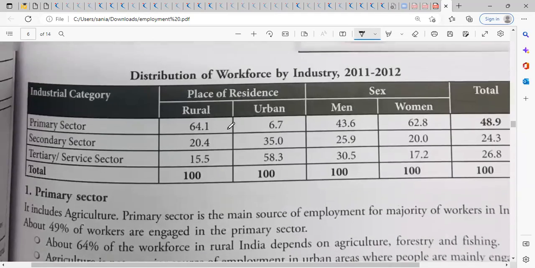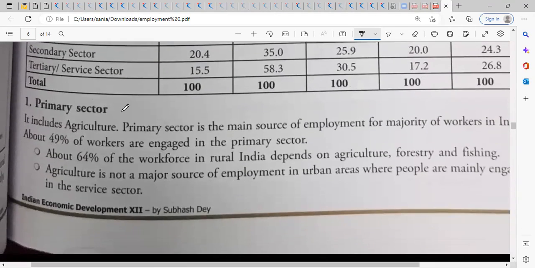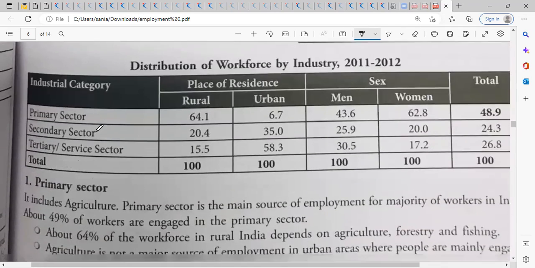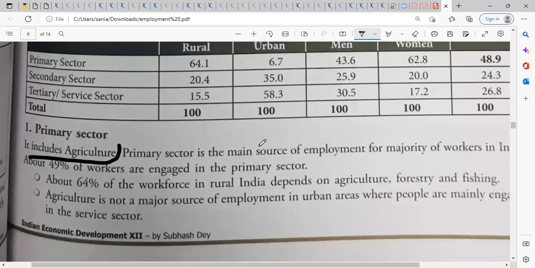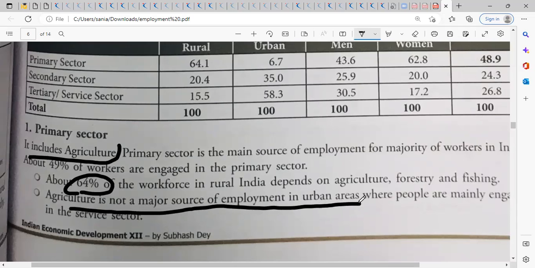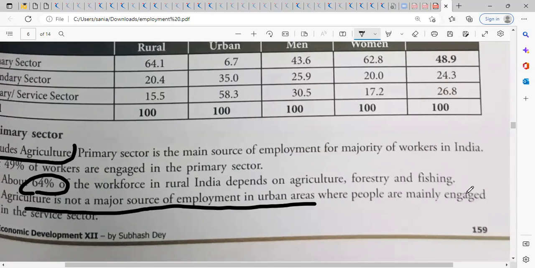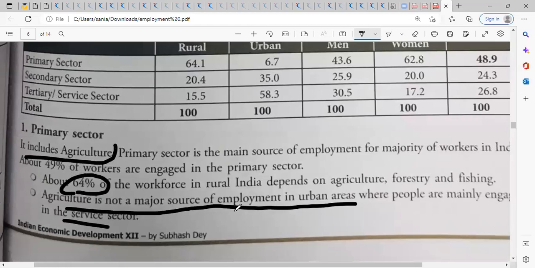Now, let's take the workforce distribution. First is the primary sector, which includes agriculture, right? In agriculture, 64% of the people are engaged. Agriculture is not a major source of employment in urban areas, where people are mainly engaged in the service sector. So remember one thing, 64% of people are engaged in rural areas in agriculture, but in urban areas most of the people are engaged in the service sector, maybe working as an employer, a doctor, an engineer, like this. So this is the situation of the primary sector.